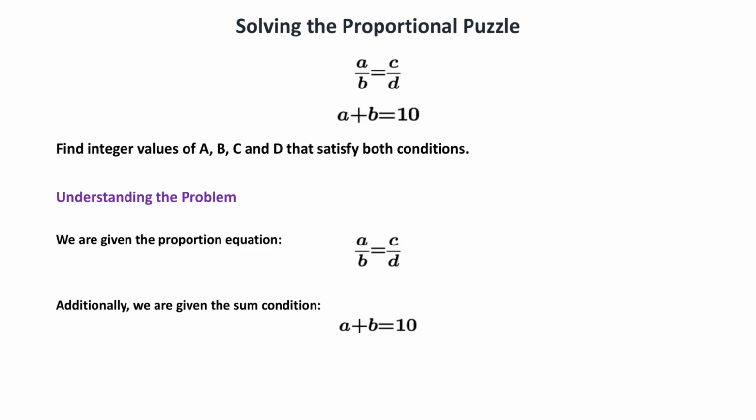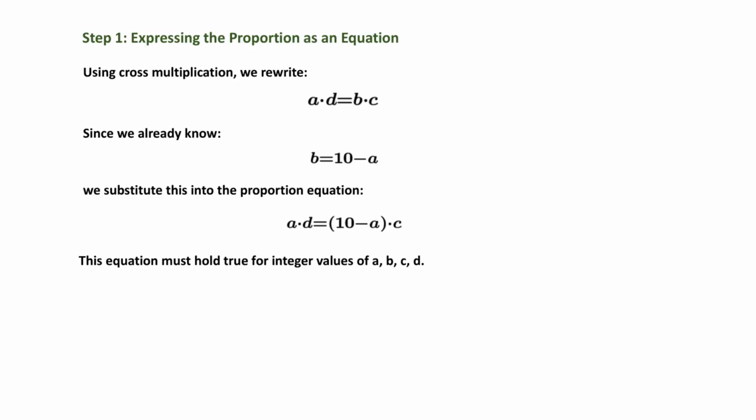Let's understand the problem. We are given a proportion. A divided by B equals C divided by D. This means that the two fractions represent the same ratio. We are also given another condition. A plus B equals 10. This tells us that the sum of A and B must always be 10. Our goal is to find integer values of A, B, C, and D that satisfy both conditions.